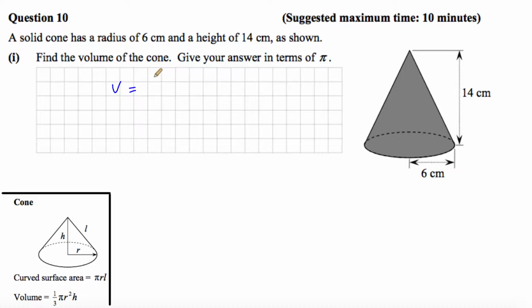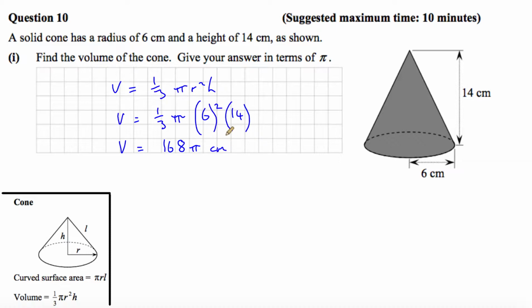So the volume is equal to 1/3 pi r squared h. So for us, that's equal to 1/3 pi by the radius squared, which is 6 squared, by the height, which is 14. So when you put this into your calculator, you get 168 pi. And that's going to be in centimeters cubed, because that's volume. Okay, so that's the volume of the cone.